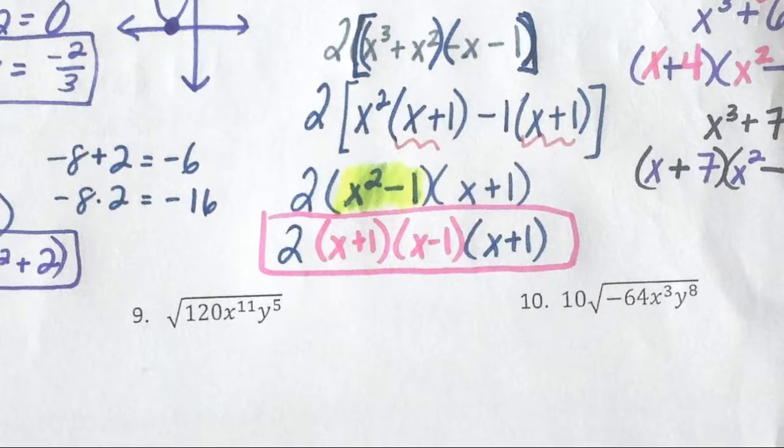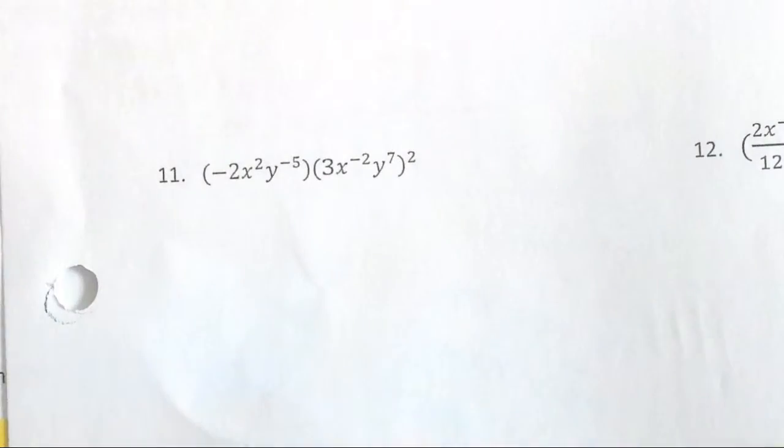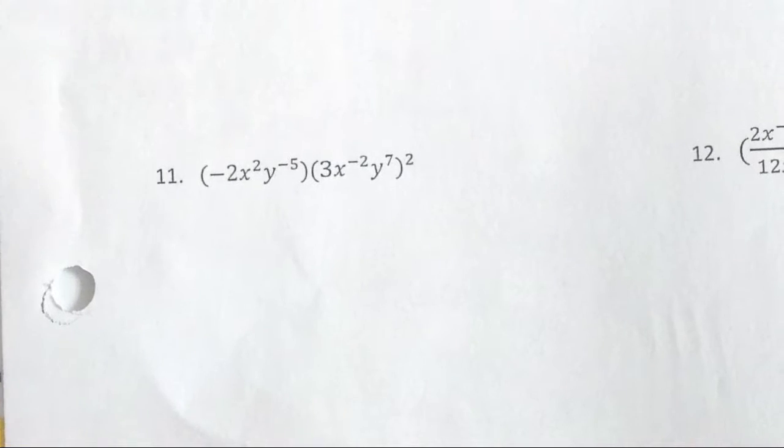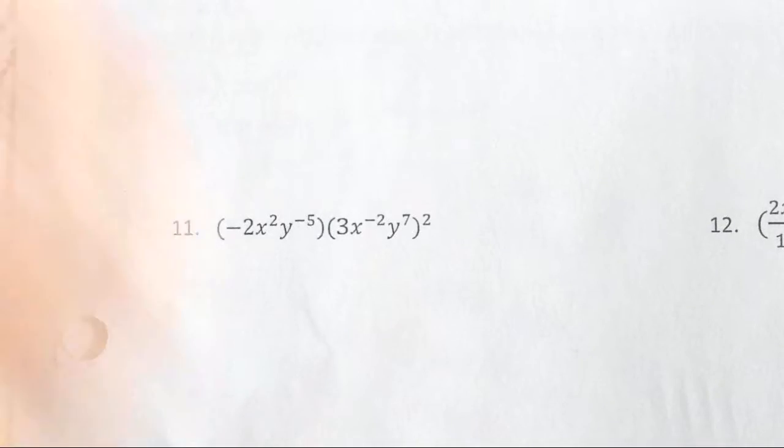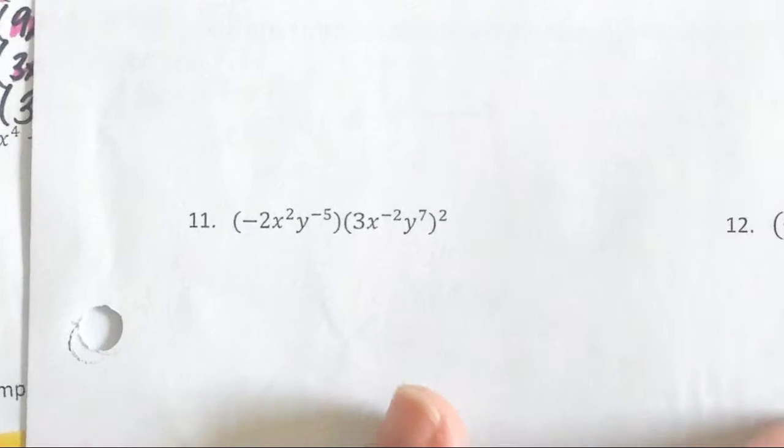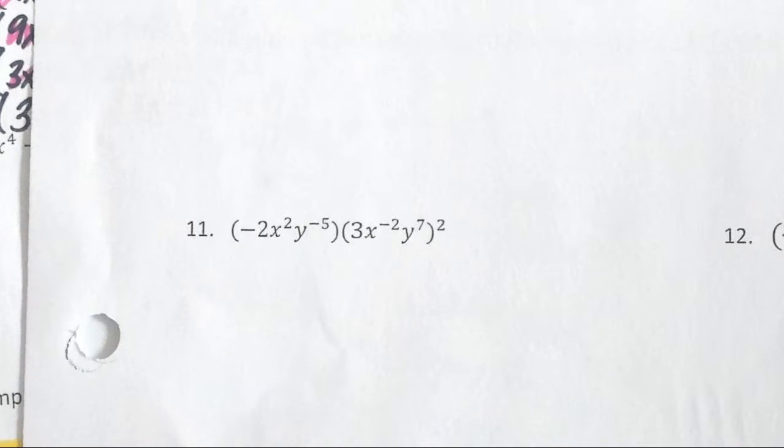Okay, we're going to save 8, 9, 10, and 12 for tomorrow. We're going to do number 11 now. What's the first thing I should do on number 11? First, you need to pull out another 3x.